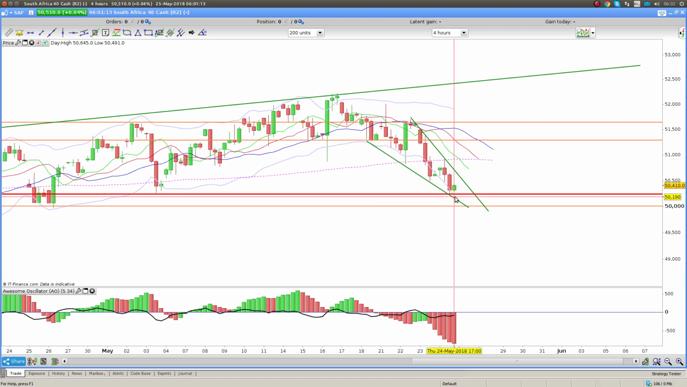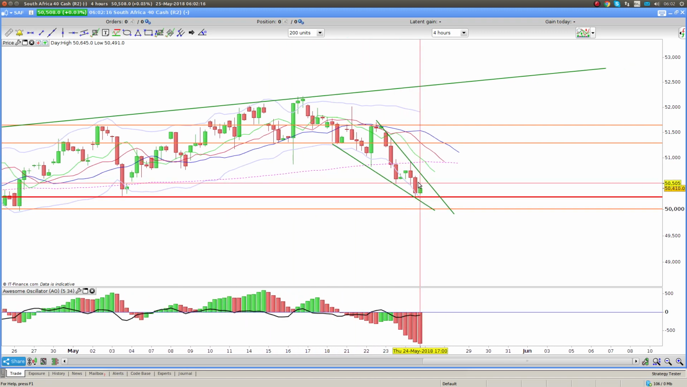So we've got 3 pushes down, which is a pattern that I look for. Okay, the gap is closed. We're testing this major resistance line. And we have an inside bar, which is a reversal pattern at a resistance level. So for me, this is a long setup. Okay, let's just get down to the 1 hour.